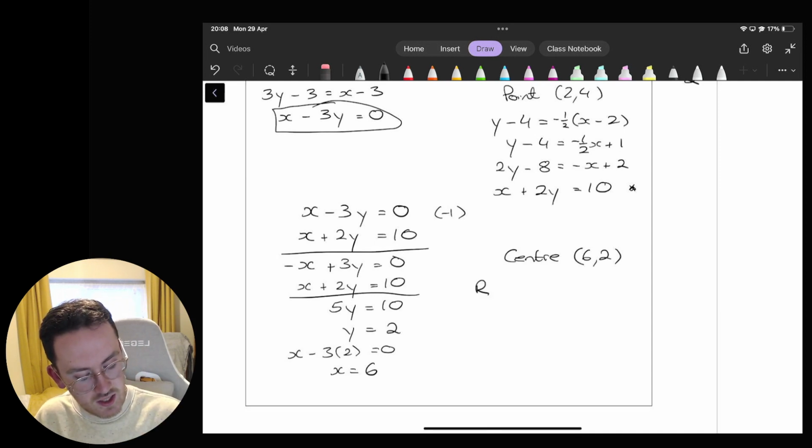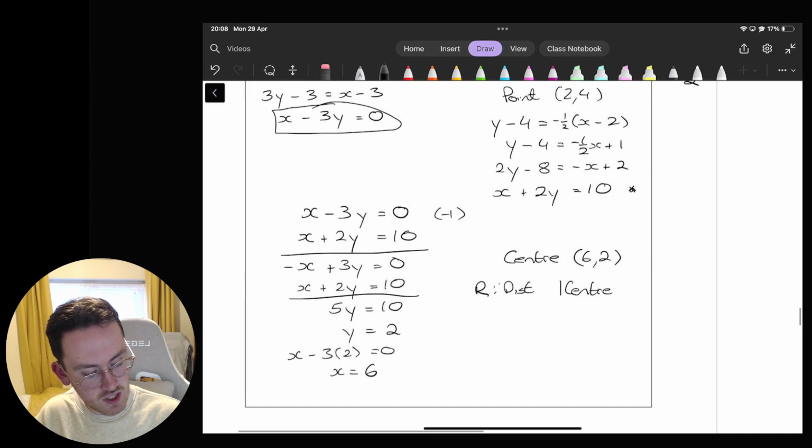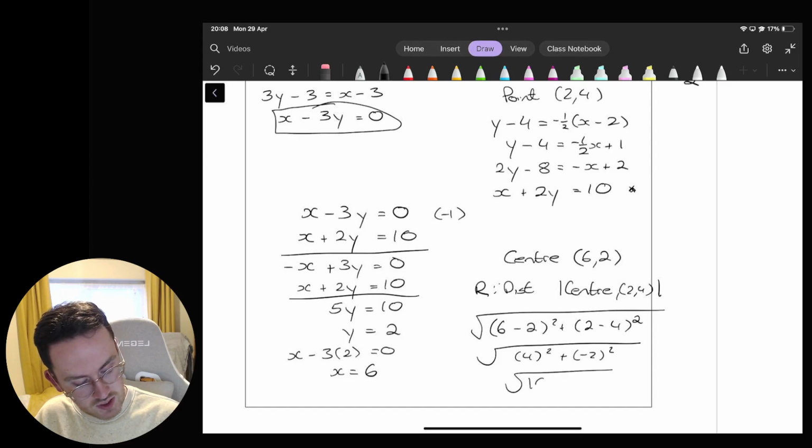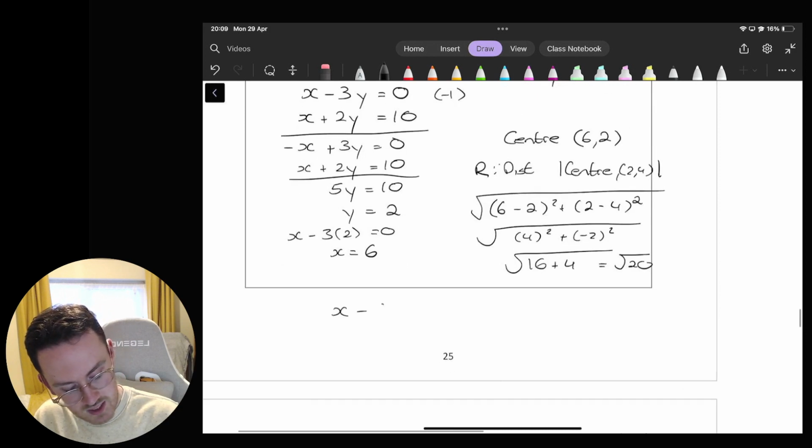The radius is going to be the distance from the center to one of my points. So I can pick any of my points, say the center to the point 2, 4, for example. So that's going to be x2 minus x1 squared plus y2 minus y1 squared. So that's 4 squared plus minus 2 squared, which is 16 plus 4, which is root 20. So equation of the circle, x minus 6 squared plus y minus 2 squared equals 20.